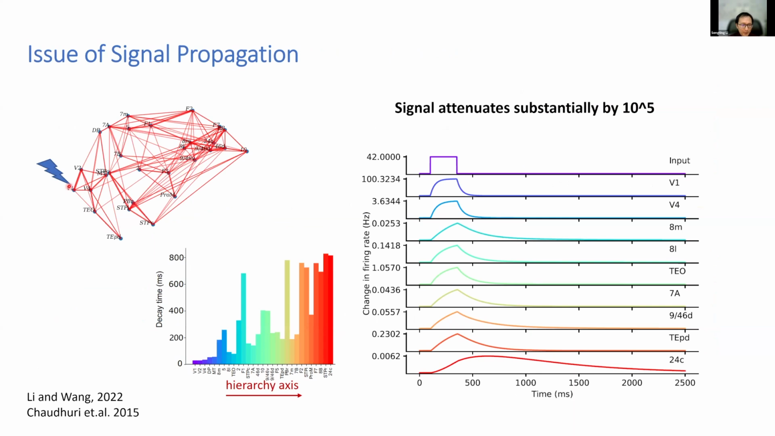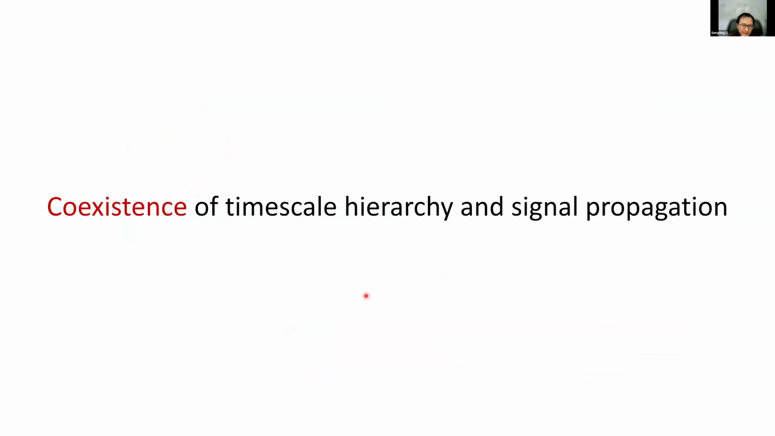For example, for some parameters that satisfy the previous condition we have derived, if we give a pulse input to V1, for downstream areas, we will see the signal attenuates quickly, substantially by 5 orders of magnitude when it arrives at the high order area like 24C. So this is not reasonable in the brain. And so it seems that these two conditions, timescale hierarchy and signal propagation, are somehow contradicting each other.